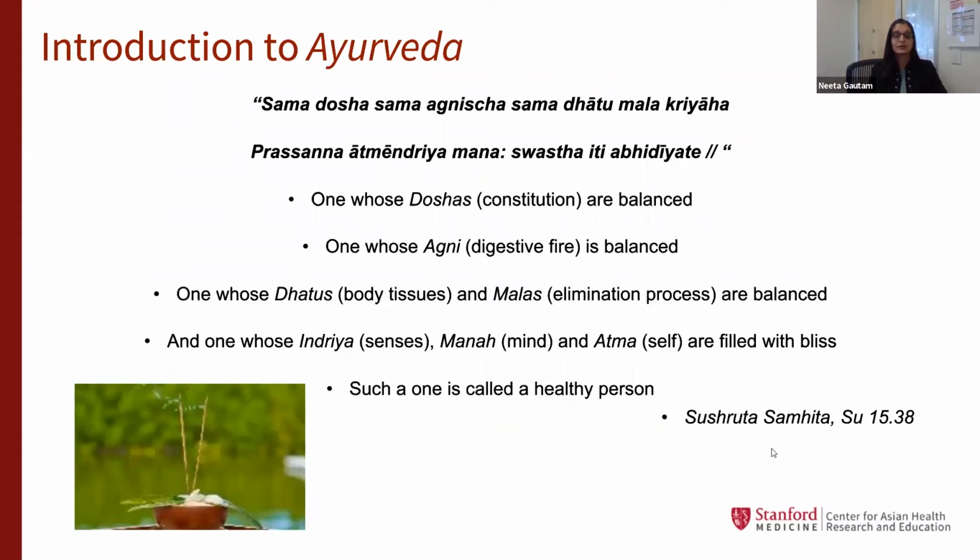This shloka, or knowledge from Ayurveda, is key in terms of understanding the underlying goals of Ayurveda. And it means that one whose doshas, or constitution, is balanced, one whose agni, digestive fire, is balanced, one whose dhatus and malas, body tissues and elimination processes, are balanced, and one whose indriya, senses, mana, mind, and atma, the self, are filled with bliss. Such a one is called a healthy person. And this holistic entirety of all the components of an individual is what contributes to their state of health.